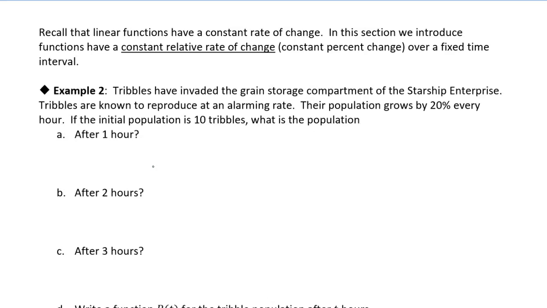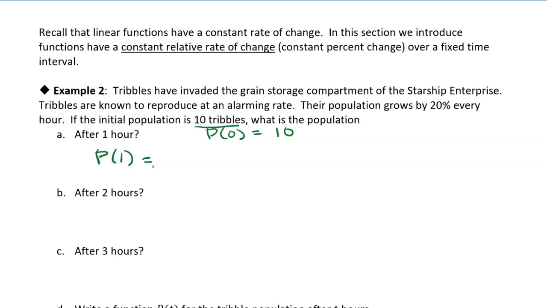All right, so let's call our function p. And so we're going to look at p at 1. We know that p at 0 is equal to 10, right? That's what we're told here, that initially we have 10 tribbles, so we want to know, okay, what is the population after 1 hour? So our time unit is in hours. The population grows by 20% every hour.